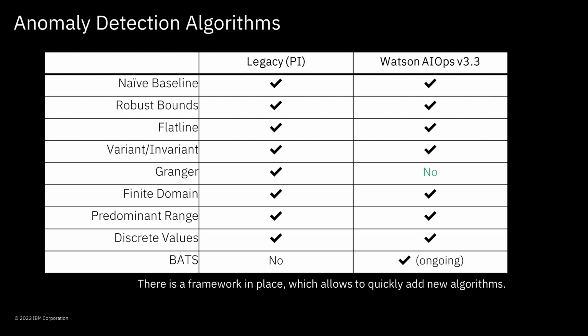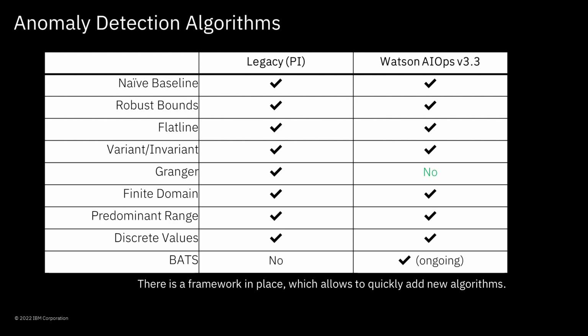So this is a bit of a list of the algorithms that were historically within Predictive Insights. And of course, you can see that the majority of them, or all of them except for one, are in AIOps 3.3. The other one is a new algorithm coming, which is based off of BATS forecasting. This is ongoing work that we have with IBM Research. The nice thing is that we have a framework in place which allows us to quickly add new algorithms. So if a customer or someone in research has an idea for an algorithm, we could start to prove it out through our AI effectiveness squad and start to understand the use cases that it is good for, and then add it to the suite.